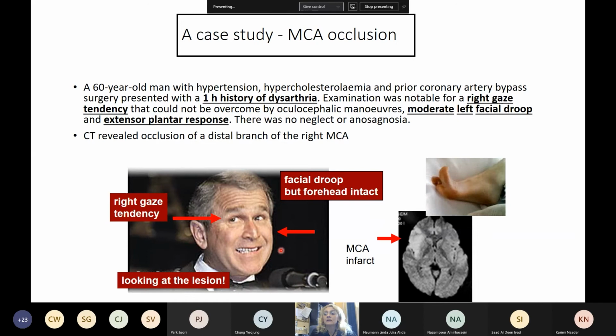And the patient has facial droop, so around the muscles of the lip, and Babinski reflex, extensor plantar response. And then with CT scan, it was revealed that he had an infarct.